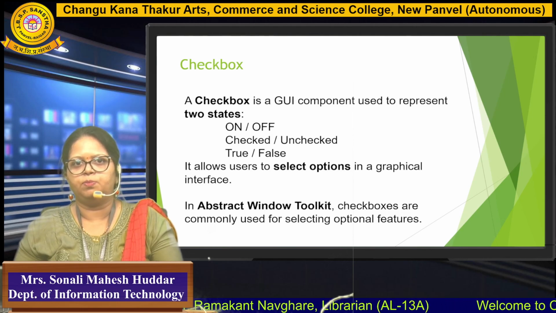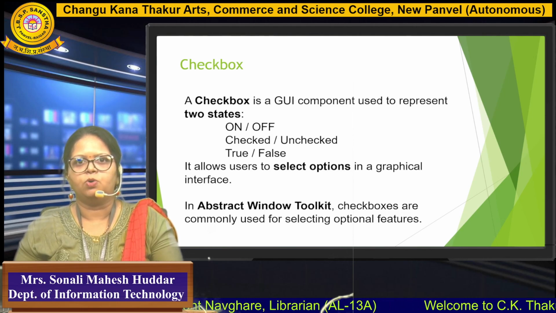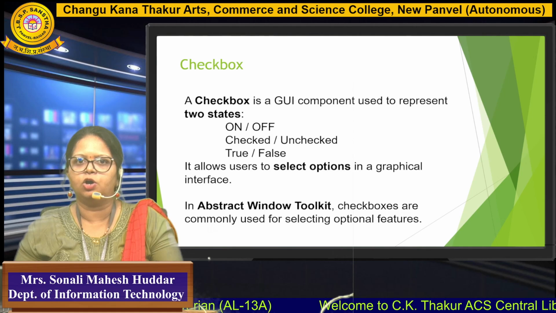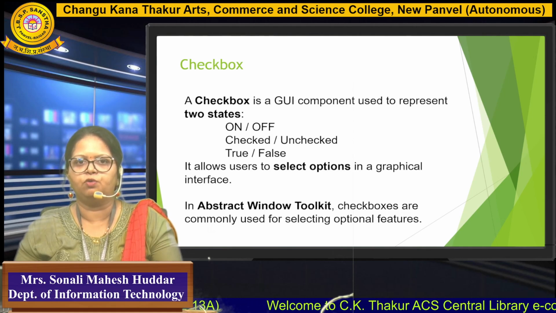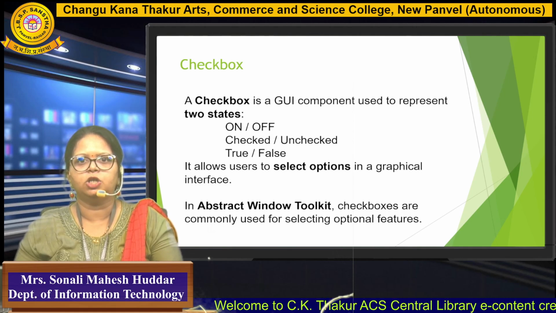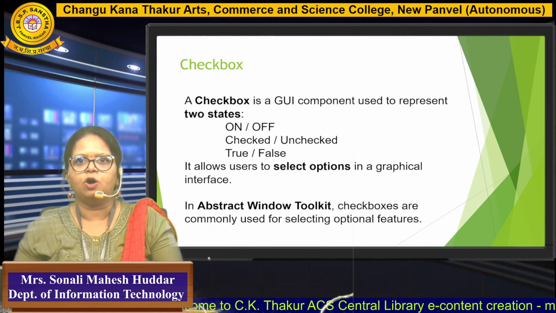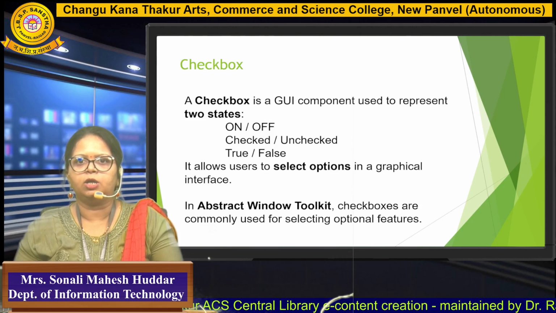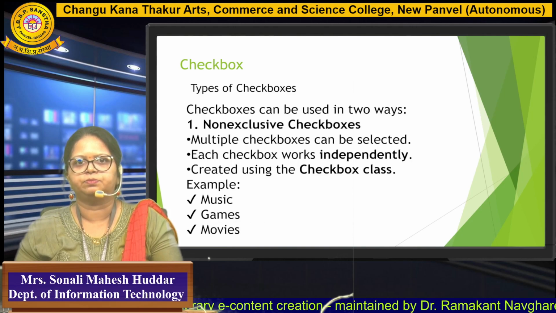Move to the next component, that is checkbox. Checkbox is a GUI component used to represent two states. So either on or off, checked or unchecked, true or false. With the help of that checkbox, one can select options in a graphical user space. The Abstract Window Toolkit checkboxes are commonly used for selecting optional features.